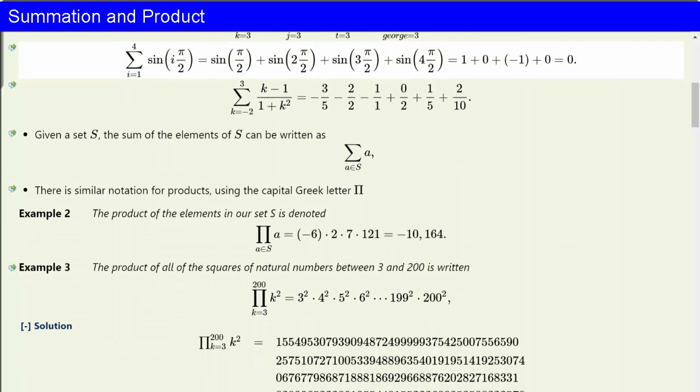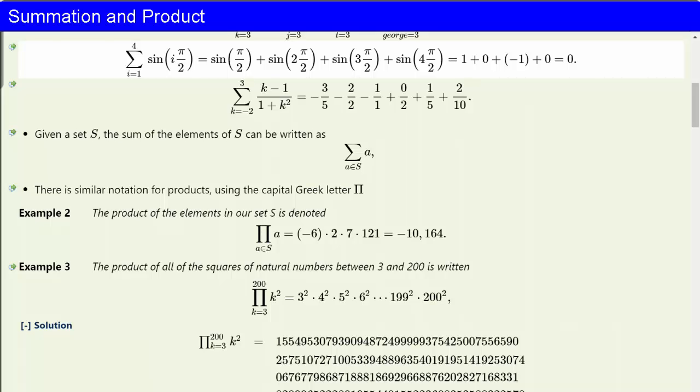In computer programming, a dummy variable is often called an internal variable, meaning it is only used in an internal subprogram and then disappears. Let's look at some more simple examples. The summation from i equals 1 to 4 of the sine of i times pi over 2. Well, that's the sine of 1 times pi over 2 plus the sine of 2 times pi over 2 plus the sine of 3 times pi over 2 plus the sine of 4 times pi over 2. Now you've reached the upper limit and you stop. You calculate each of these, and the sum turns out to be 0.